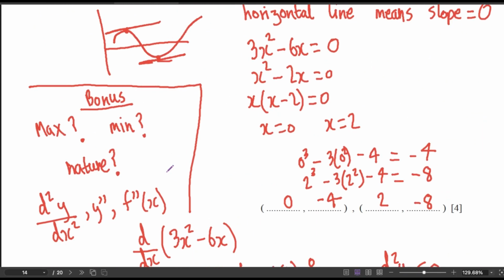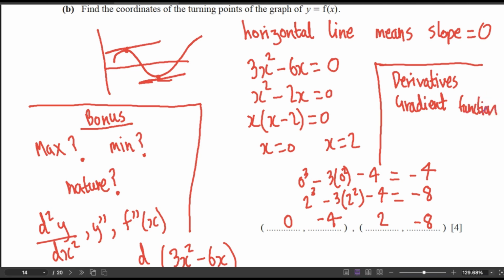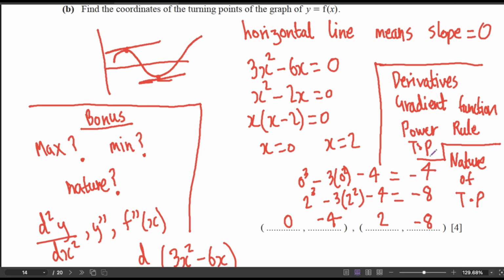So in conclusion, what have you learned? We know about derivatives. That's the main thing. We know that it's basically the gradient function. We know how to calculate it using the power rule. We know about turning points, or stationary points, critical points. And the bonus section, if you stayed for it, you learned about the nature of turning points. You know about nature of turning points and derivatives, gradient function, power rule, and that's all you need to know for an introduction to differentiation.